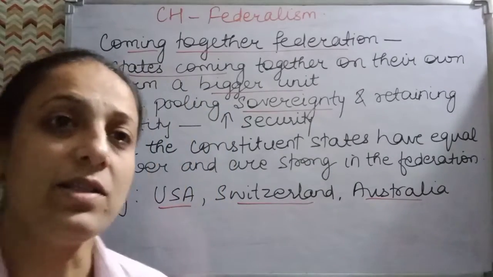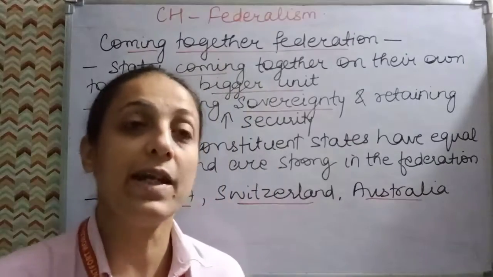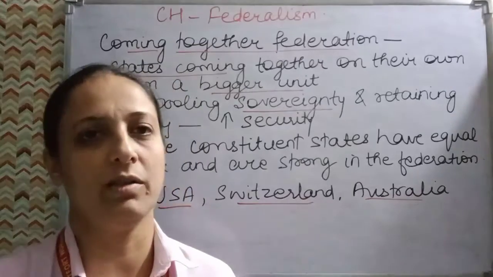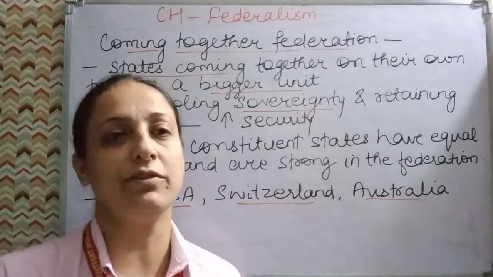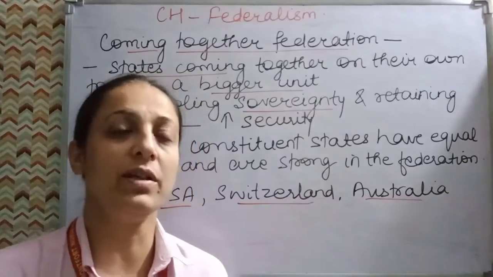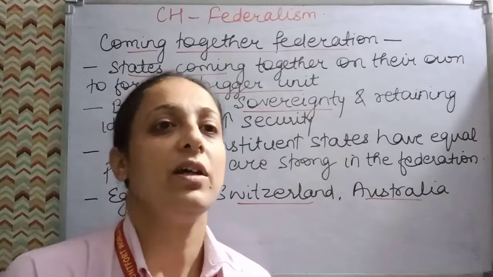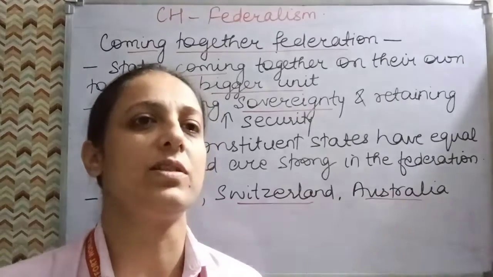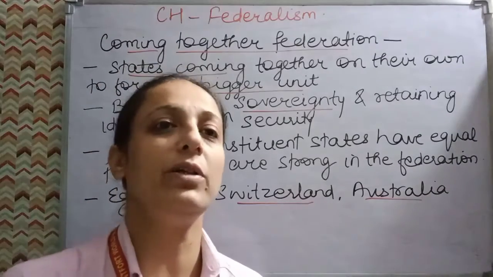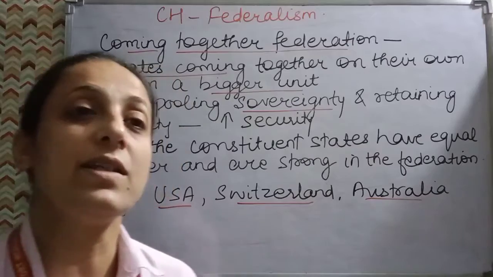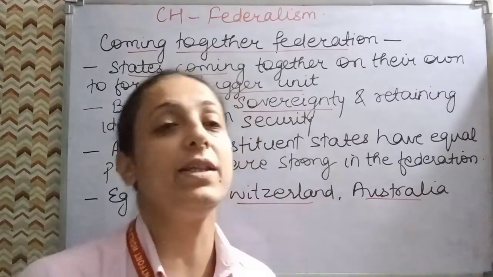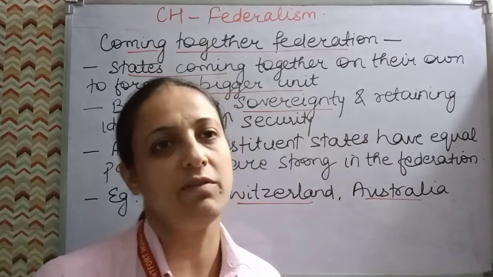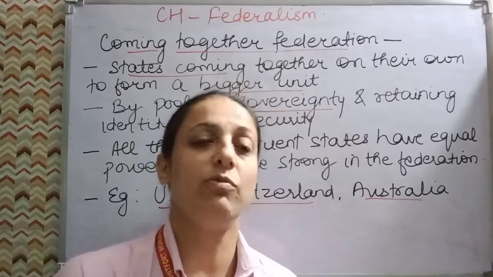But here the center will be more strong. The center will dilute its power downward to the state government and the local government. And in the case of holding together federation, many states have unequal powers and many states have special powers also. Like in the case of article 371; earlier article 370 was there, it was abolished.